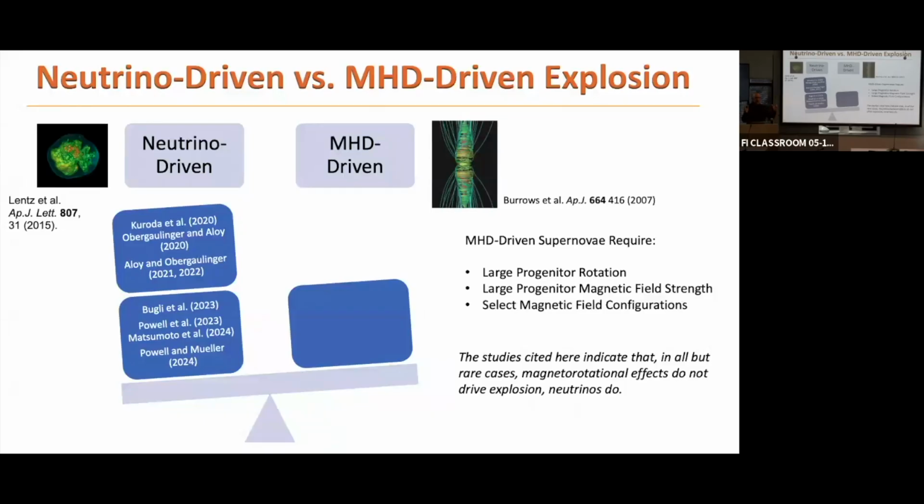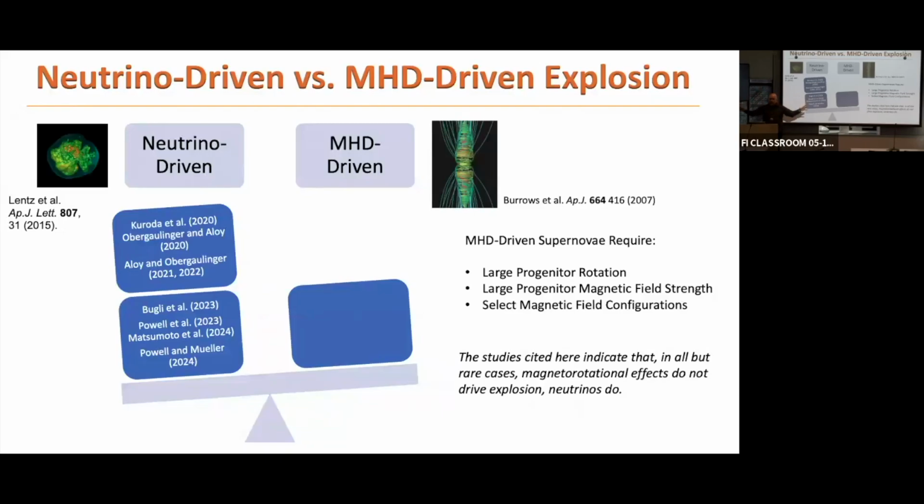What we're finding here is that unless the initial magnetic fields are large and the rotation is large and the magnetic field configuration is aligned in a particular way, we're not going to get an MHD-driven explosion. We're going to get a neutrino-driven explosion aided by the magnetic fields. Now it's not saying that MHD-driven explosions don't happen. They can, but under particular circumstances. So it wasn't as coarsely divided, so to speak, as we did before.